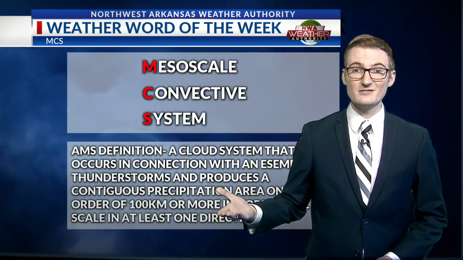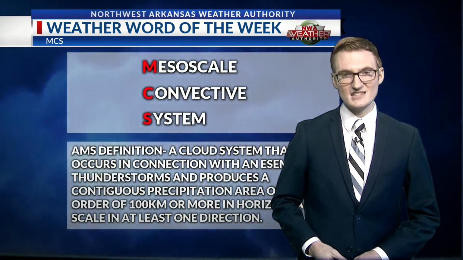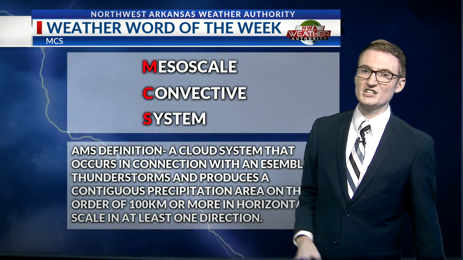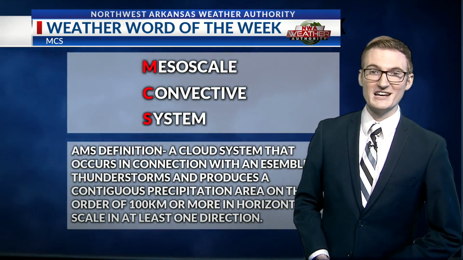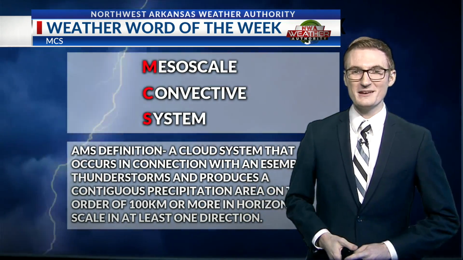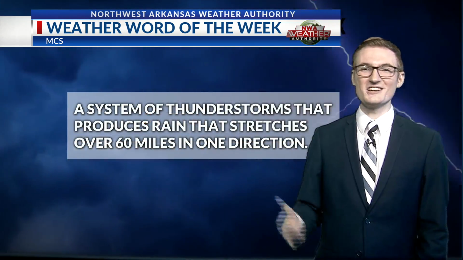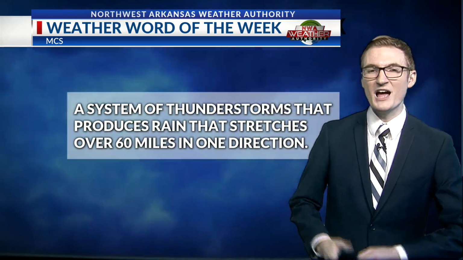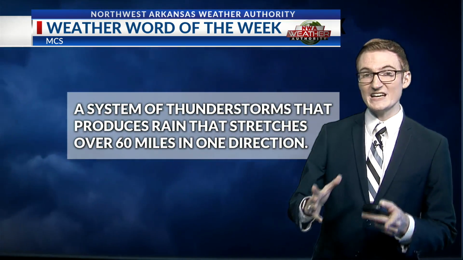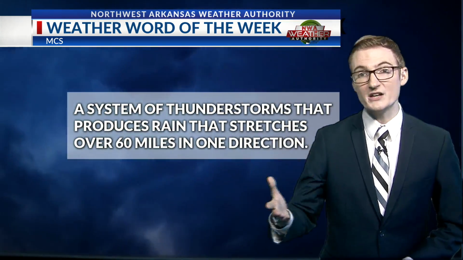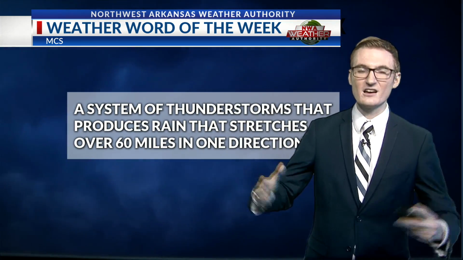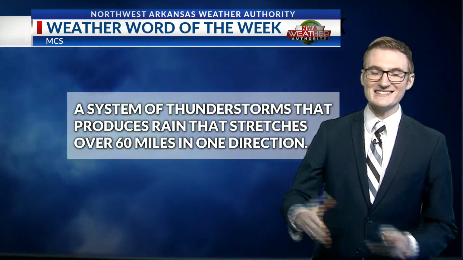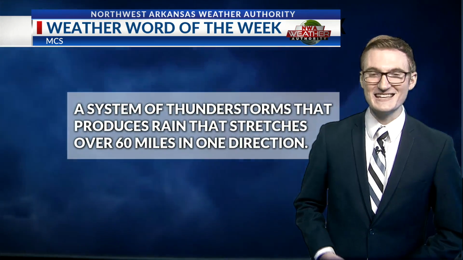Well, what does MCS stand for? Mesoscale convective system, and this is the textbook definition. If you want to pause the video and read it, you can go ahead. If you're like me and like, well, what's the simple definition? Here's the simple definition. It's just a system of thunderstorms that produces rain that stretches over 60 miles in one direction. So you saw how big the complex of thunderstorms were. That takes up most of the state of Texas, and these can get very, very large.